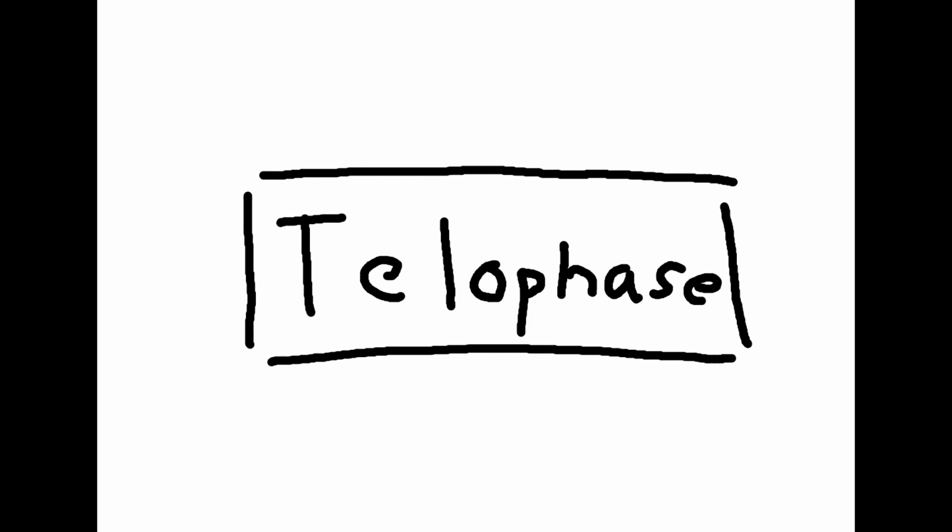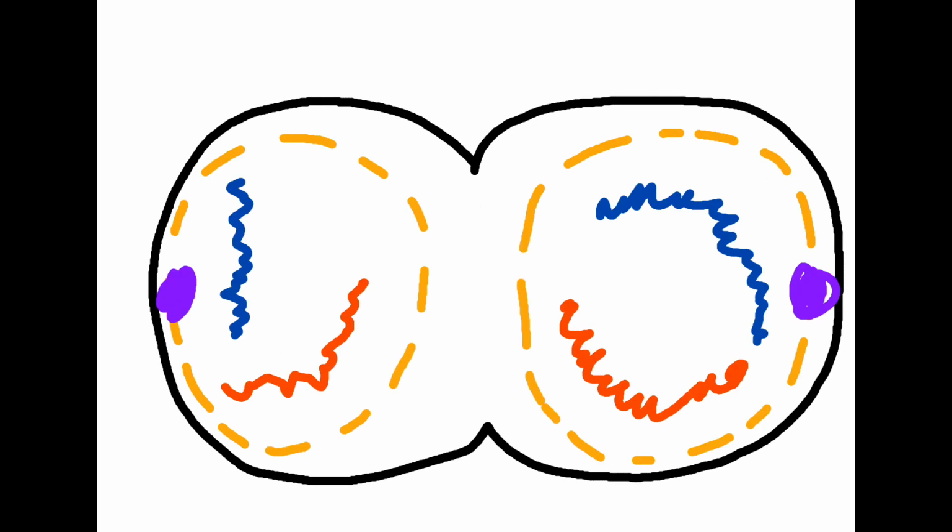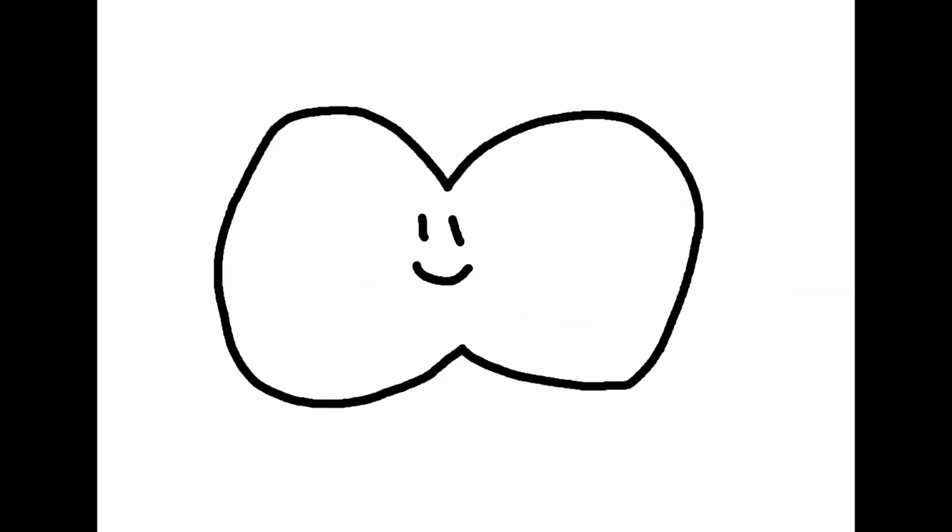Telophase is where the cell begins forming 2 separate nuclei for the 2 daughter cells. It is basically undoing what the prophase did. The chromosomes begin uncoiling and the nuclear envelope begins reforming.